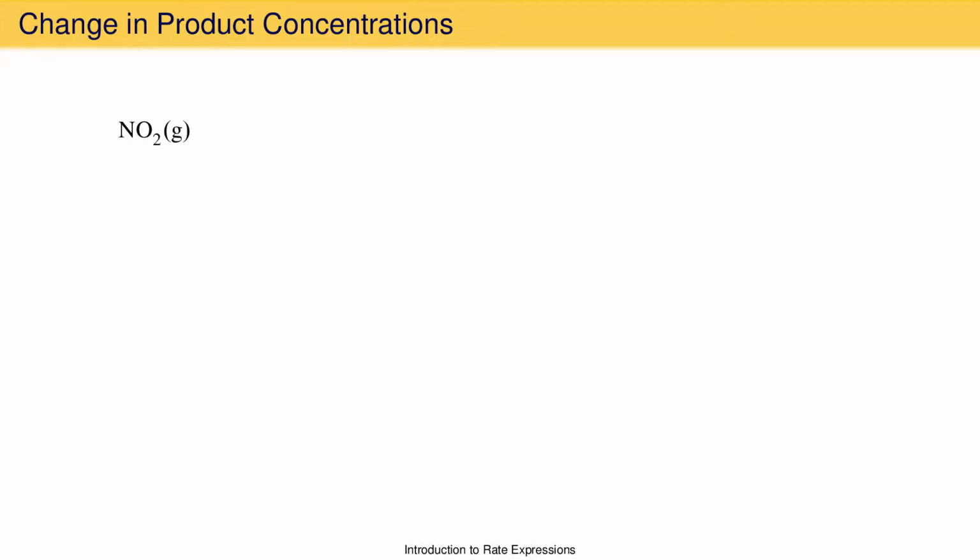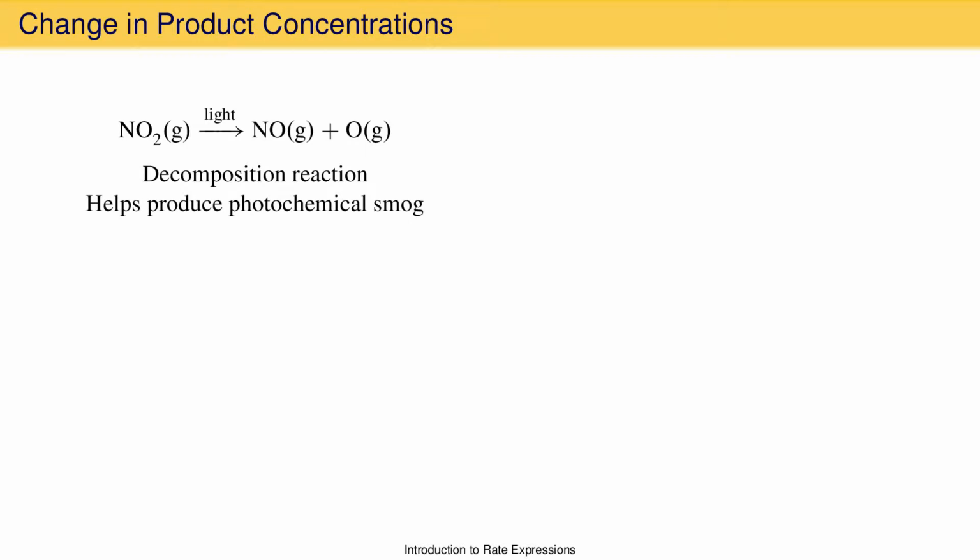When nitrogen dioxide is exposed to sunlight, it falls apart to produce nitrogen oxide and oxygen atoms. This is a decomposition reaction that is one of several that help to produce photochemical smog, a major problem for human health in urban areas. Let's say we are interested in studying how rapidly this reaction takes place. This is also known as studying the rate of reaction.